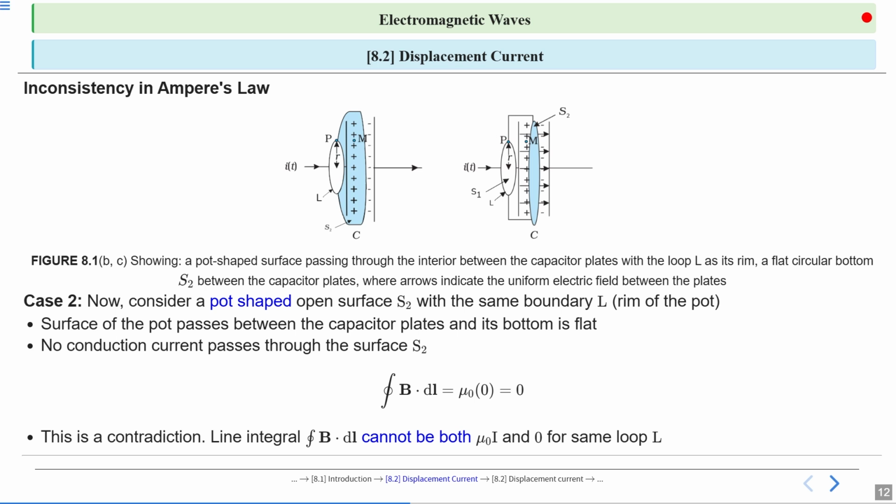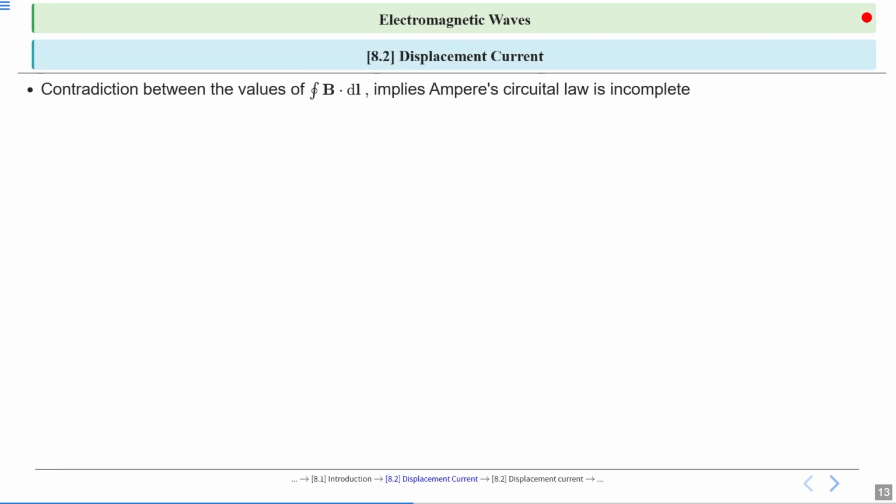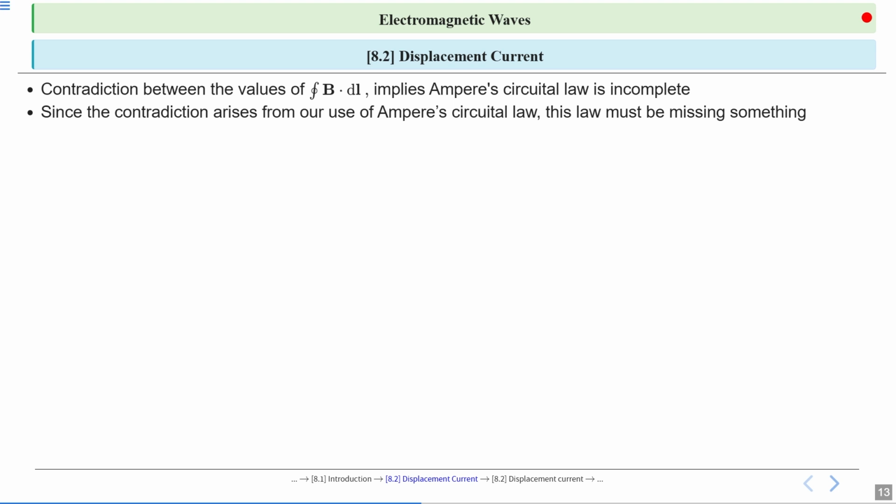So this is a contradiction. There is something missing in Ampere's law. The contradiction between the values of the closed integral of B dot dl implies Ampere's circuital law is incomplete. Two values obtained by taking two surfaces represent the incompleteness, or inconsistency, in Ampere's circuital law. Since the contradiction arises from our use of Ampere's circuital law, this law must be missing something.